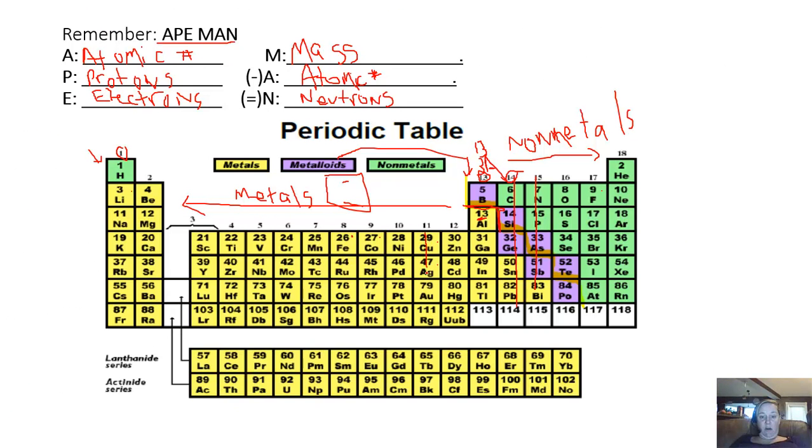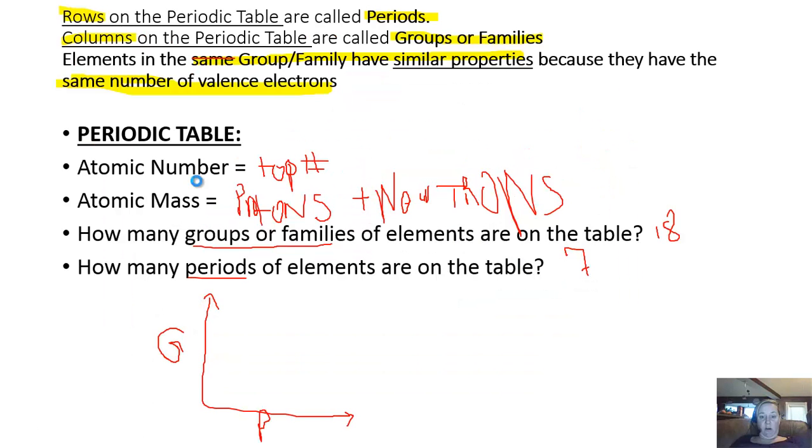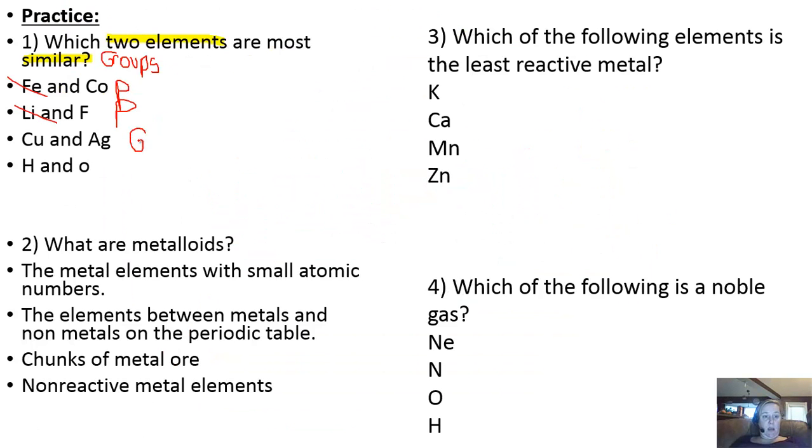Let's rule out hydrogen and oxygen. Hydrogen is here. Oxygen is here. Gosh, they have nothing in common really other than the fact that they're nonmetals. So we're going to rule that out. So your best answer choice was copper and silver.